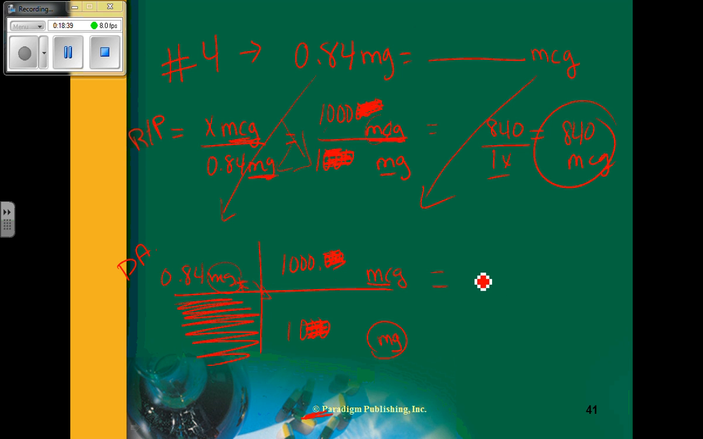0.84 times 1,000 would be 840. Nothing times 1 would be 1. 840 divided by 1 is 840 micrograms. See, I think this one's the most simplest, but you may find a ratio proportion more simple, or you may just like moving the decimal. Okay. The one thing you have to remember about moving the decimal is make sure you know if you're supposed to be moving to the right or to the left. Okay, that's the only part with moving the decimal that will confuse students sometimes.